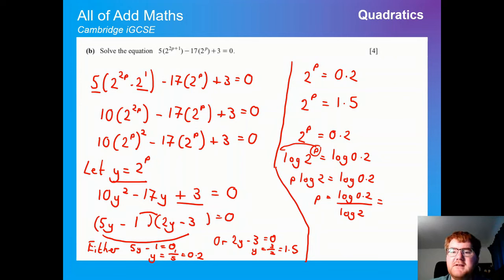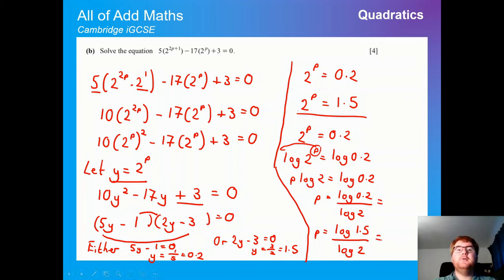And you can do a very similar process for this one here as well. I'm not going to write out all the steps, but it would become log 1.5 divided by log 2. Only at this point do I need my calculator, so let's work out the final answers for p.